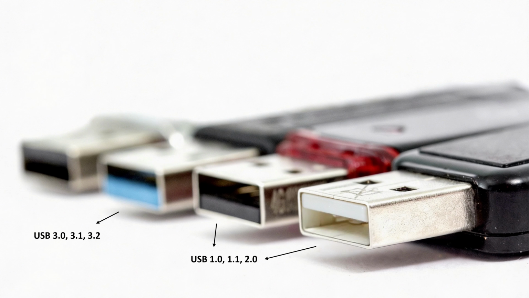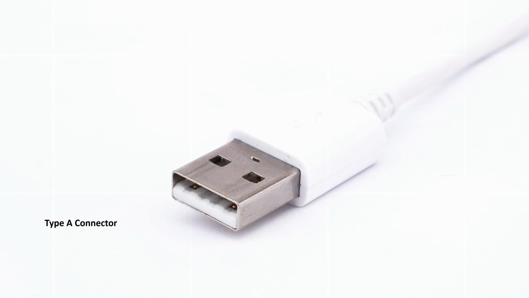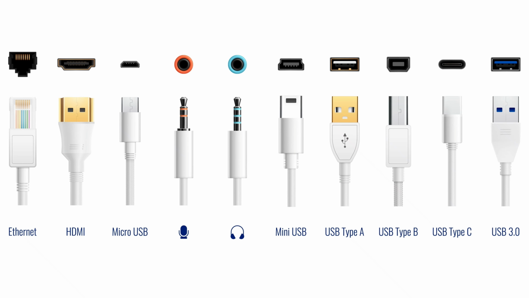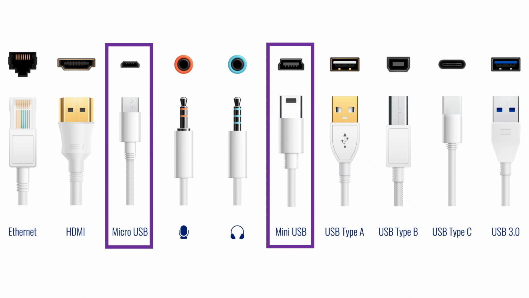Let's talk about the shapes, the connectors. USB has gone through a lot of different connector types. USB Type A, which is the classic rectangular type, and USB Type B, more square-shaped, often used for printers. These were common from USB 1.0 and 1.1 and continued with USB 2.0 as well. When USB 2.0 came out, smaller devices like cameras and early smartphones needed something compact, so Mini B and Micro B connectors were introduced. These are the tiny connectors we used to see on old phones before USB-C took over.